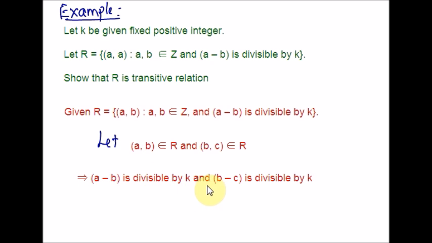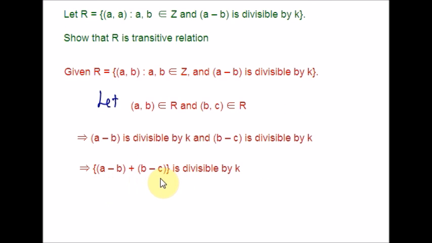If this is divisible by K and b minus c is divisible by K, we can say that a minus b plus b minus c is also divisible by K. For example, let this be an even number and this be another even number. If 4 is divisible by 2 and 6 is divisible by 2, and you add these two, 4 and 6 means 10. So 10 will also be divisible by 2. So that's the condition we are going to use here. The same concept: if a minus b is divisible by K and b minus c is divisible by K, then the addition of these two will also be divisible by K.